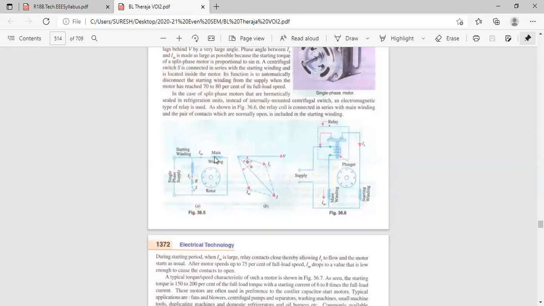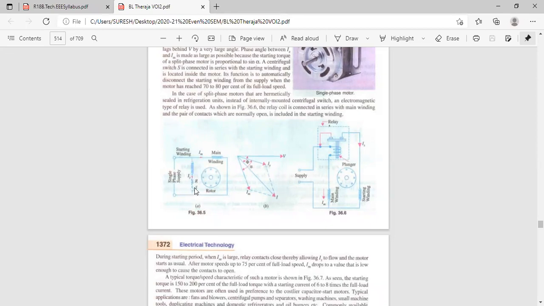So to create the rotating flux, we add one starting winding to the main winding. Why? To start, to rotate the rotor, to create the torque in the rotor. For creating the torque in the rotor, we use one starting winding, not the stator, the starting winding. This is called the starting winding. Now close this switch. One resistance is connected in series with the starting winding. Why? Heavy current should not flow through the starting winding because the starting winding is very thin. If heavy current flows through it, it will burn out. So one very high resistance is connected in series with the winding.